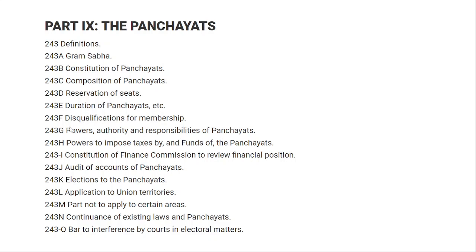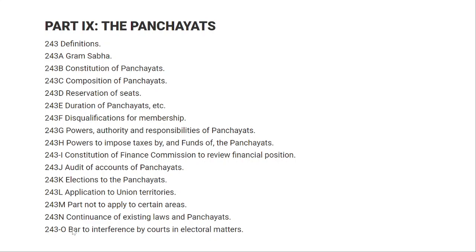G is GPA. General power of attorney we give, right? So like that you can remember GPA, powers, authority and responsibilities. H is taxes. This is also very important. I is constitution of Finance Commission to review financial position. J is audit of accounts of panchayats. K is regarding elections, very important. L is regarding whether it applies to union territories and how it can be applied. M is parts which do not apply to certain areas. N is continuance of existing laws in panchayats. O is bar to interference by courts in electoral matters. So this is for panchayats.